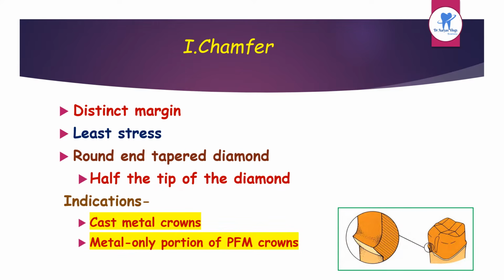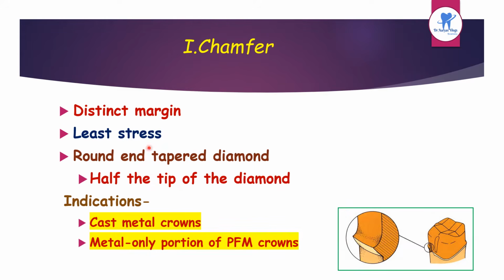Chamfer margin. It is particularly suitable for cast metal crowns and the metal-only portion of the metal ceramic crowns. And it has a distinct margin and is also easily identified. And the margin which has the least stress is the chamfer margin. And it provides room for adequate bulk of the material and development of anatomically correct axial contours.